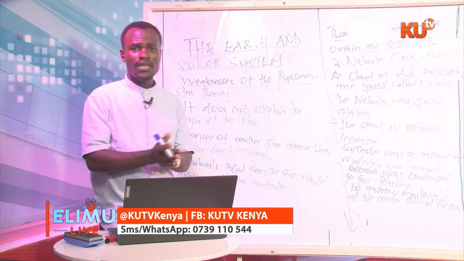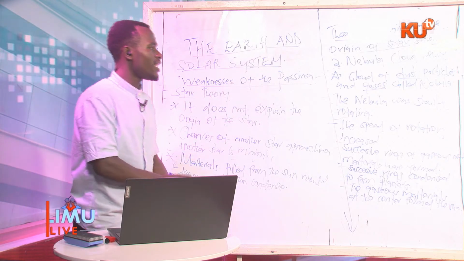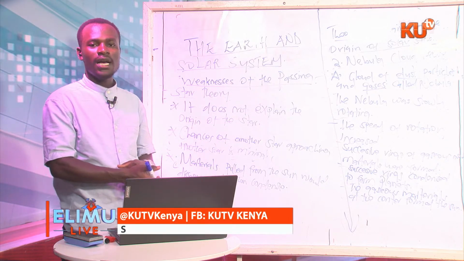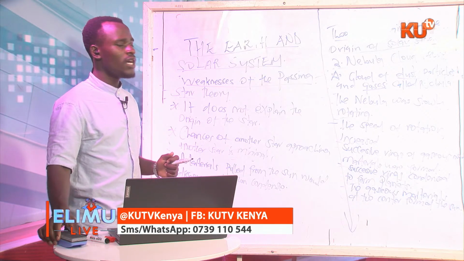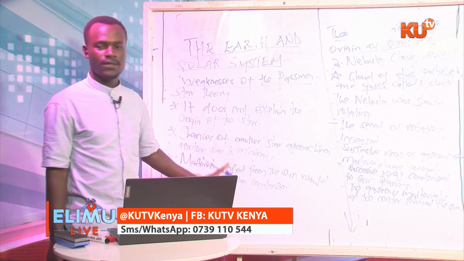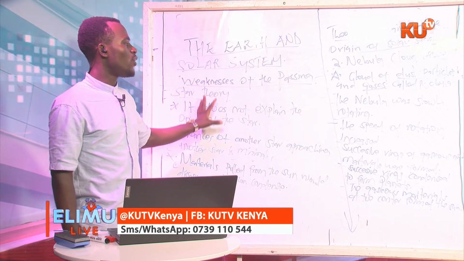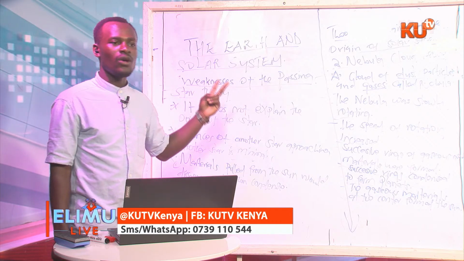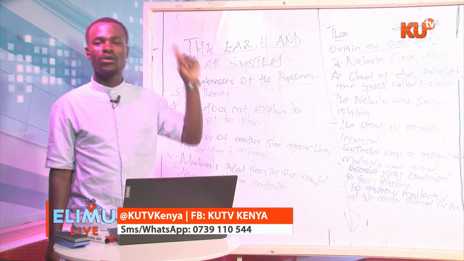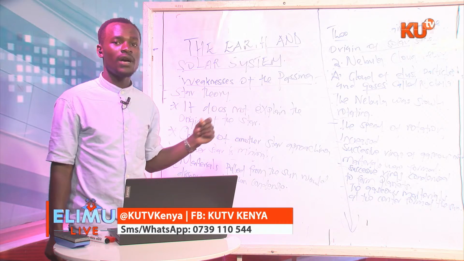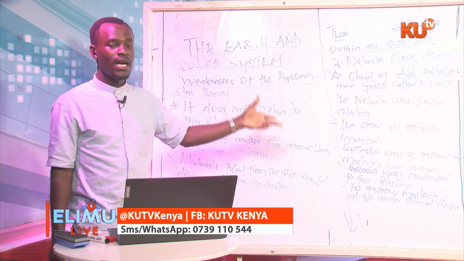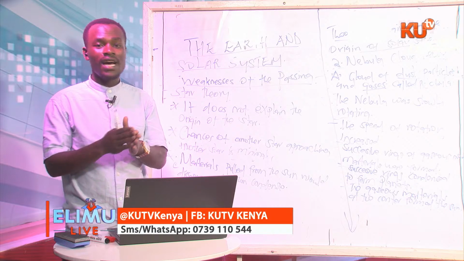So, students, that is the nebula cloud theory. Now, in our syllabus, it puts more emphasis on these two theories. Theory number one, we have stated, is the passing star theory. Theory number two is the nebula cloud theory. However, we have other theories.